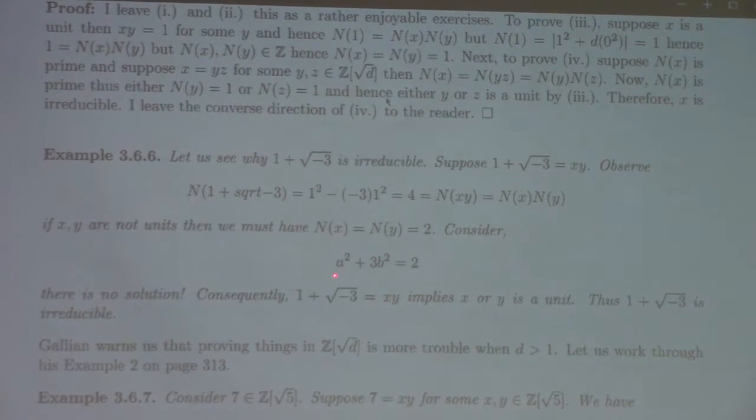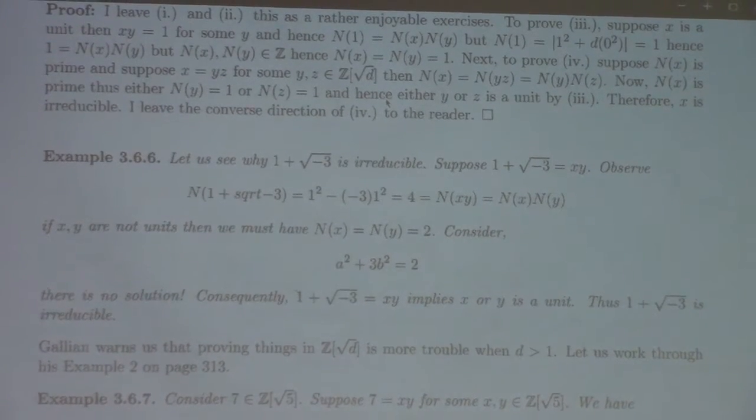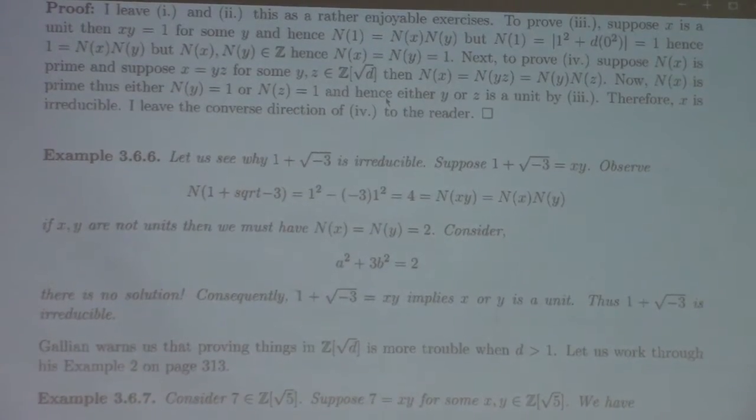Then you got a is 0. That's no good. 0 is not equal to 2. You got a is plus or minus 1. 1 is not equal to 2. Then you got 2. 4 is not, and then it just gets worse from there. So through explicit case-wise consideration, you can prove that there's no solution there. Consequently, if 1 plus root minus 3 is equal to x times y, that must force either x or y to be a unit. Consequently, 1 plus root minus 3 is irreducible. Now, this would have been awful without the concept of a norm. Completely and totally awful.